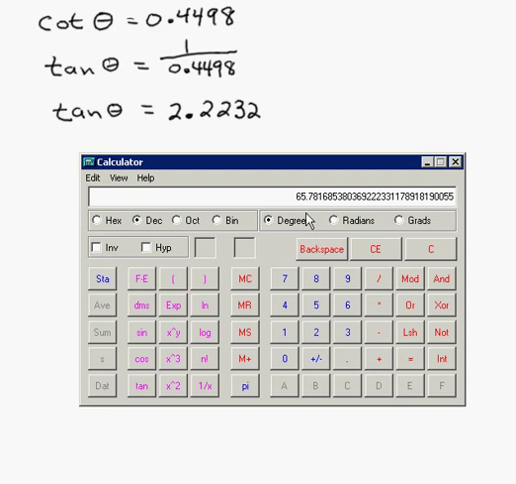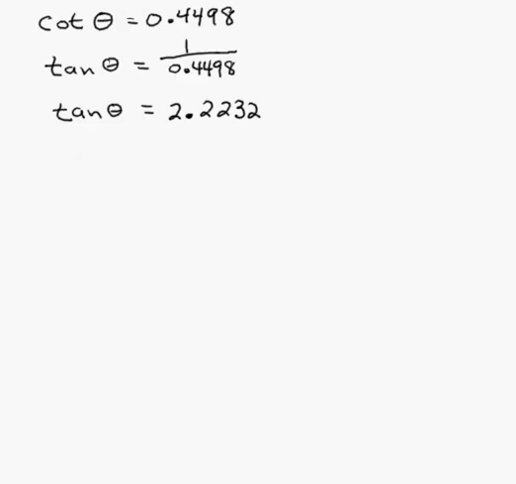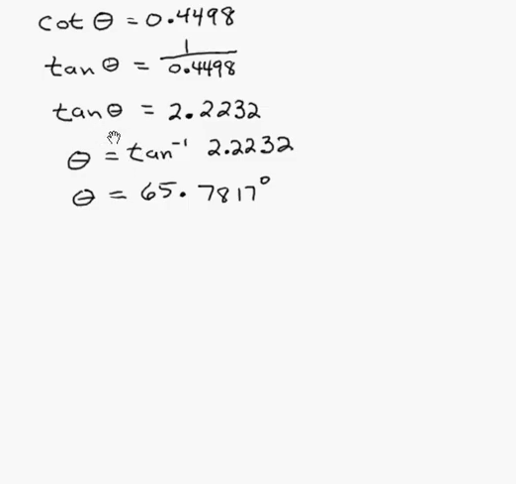And then I hit the tangent button. And my angle is 65 degrees, and then this is the decimal portion, 0.7816, etc. We're going to round that off to 4 places. So 65.7817 decimal degrees. So this step is actually new from the last example. I'm just writing in that to get theta by itself, the angle, we had to take the inverse tangent of both sides. The inverse tangent of tangent cancels it out, leaves me with the angle. The inverse tangent of 2.2232 gives me the angle theta.